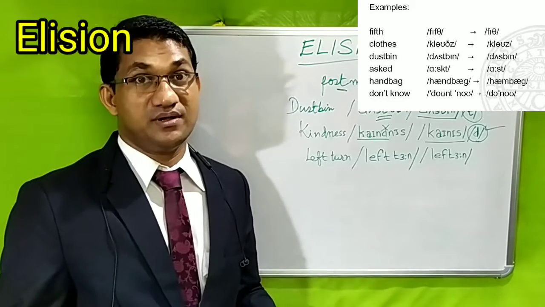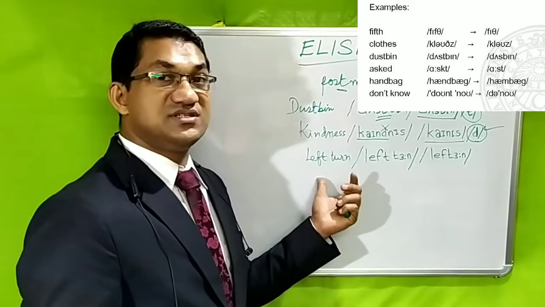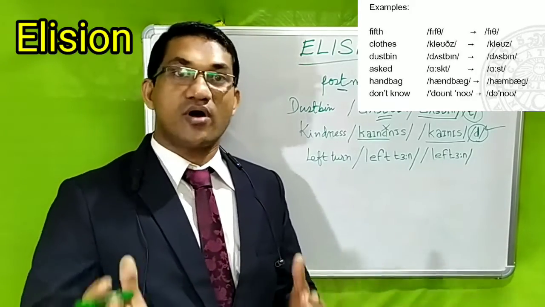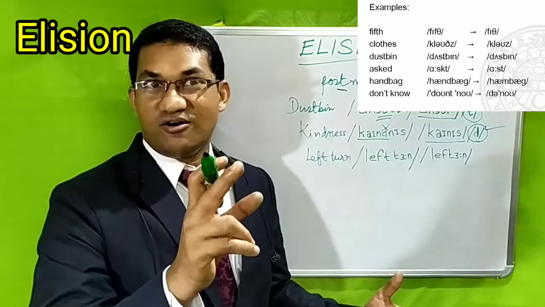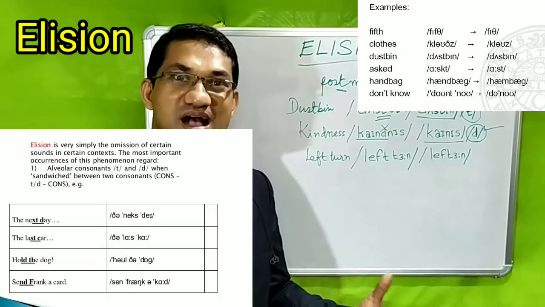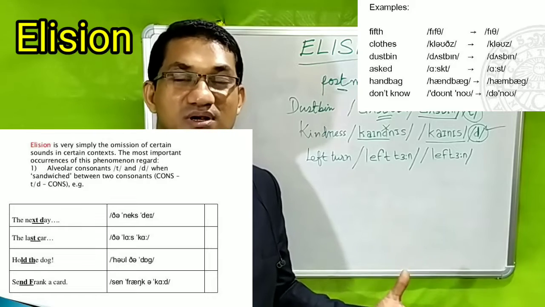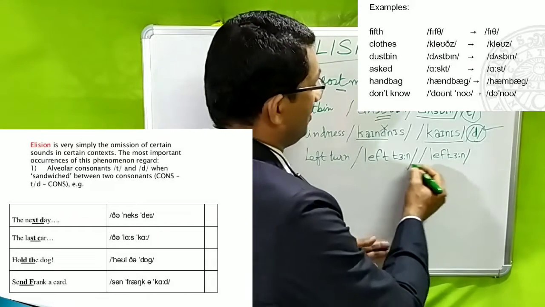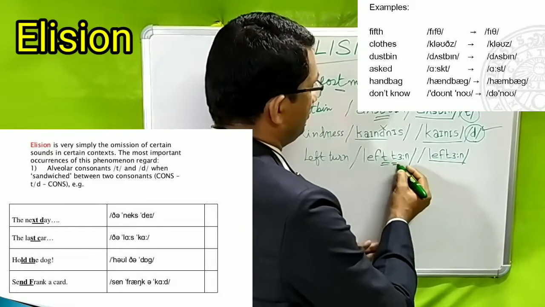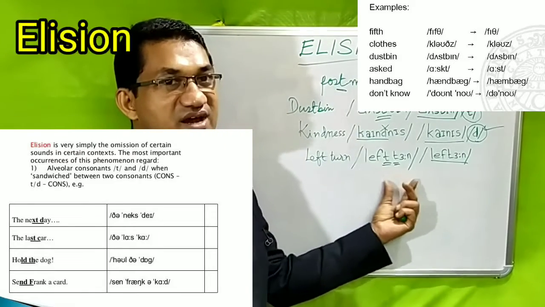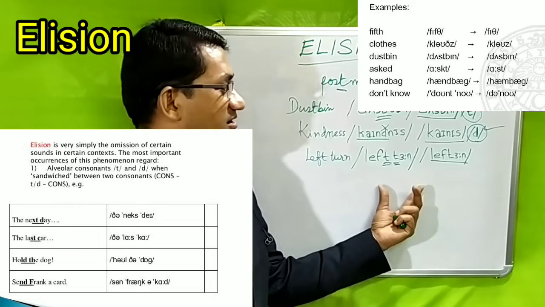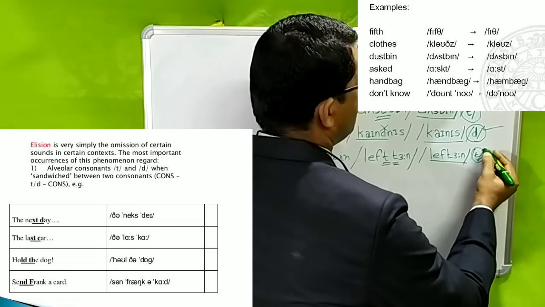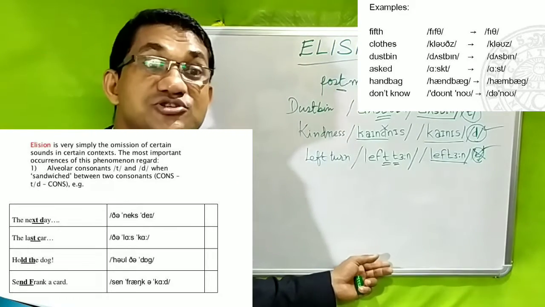Word boundaries, it can happen. Say for example, we have left turn, right turn. When you say it slowly, the t of left, the last sound of left, and the t of turn are audible. But when you say left turn quickly, you only hear left turn. One t is dropped. It is not heard, and this is what is known as elision.